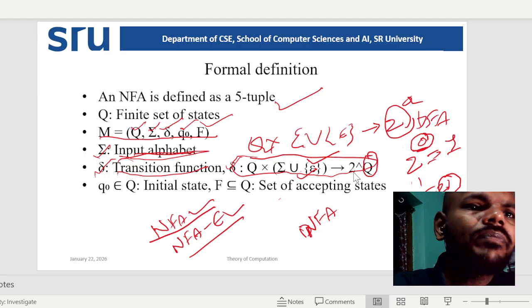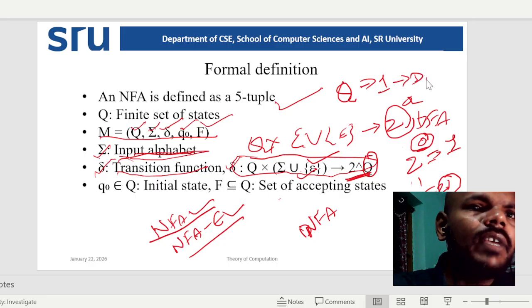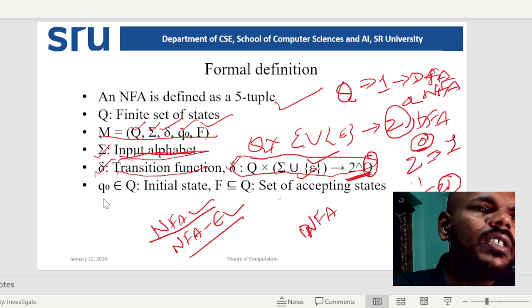If the output is a unique state, that means one state, we call it a DFA, as we just discussed. Otherwise we call it an NFA. In an NFA we also categorize: if epsilon is there, it is an NFA with epsilon; if epsilon is not there, we call it an NFA.